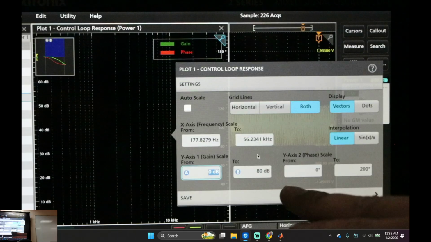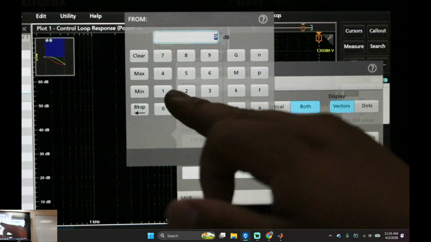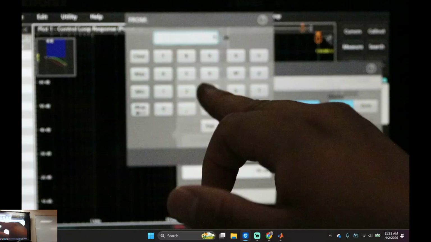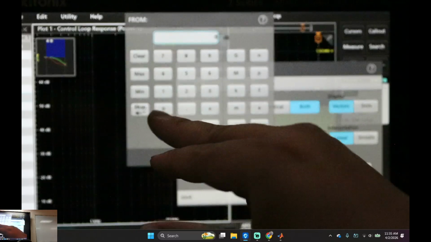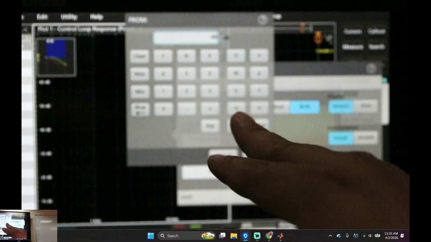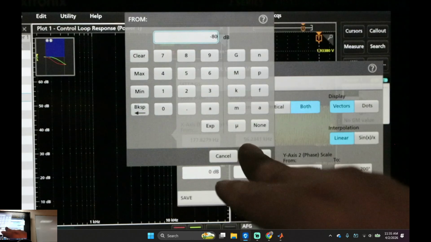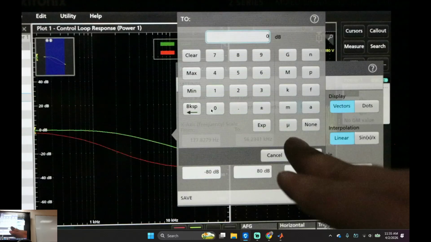Y-axis, boom, boom, boom. Wait, oh. Sorry. Minus. None. Backspace. 80 dB. Negative. Okay, none. Okay. Enter. This right here is 0. Enter.